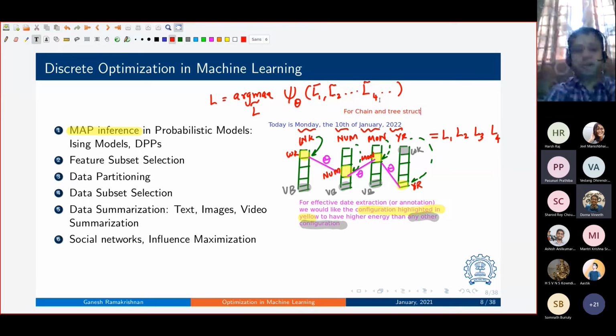This is a chain. For example, what we have dealt with today, the tag sequence L1, L2, L3, L4, is a chain. So this is an example of a chain. But in general, also tree structures, the optimization problem can be solved efficiently using dynamic programming.